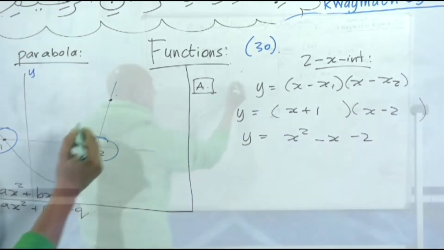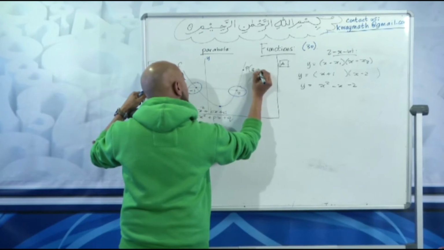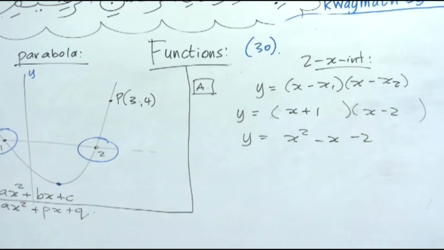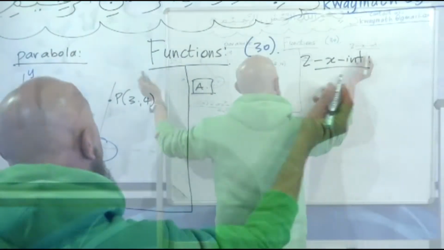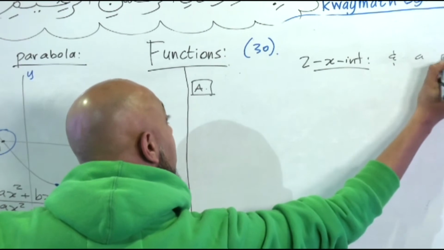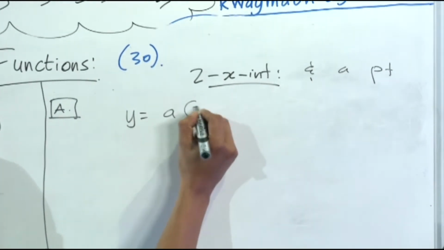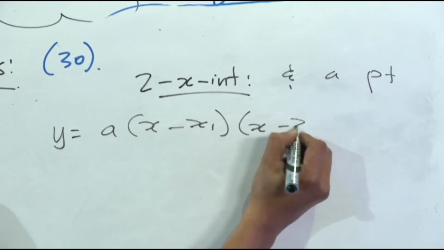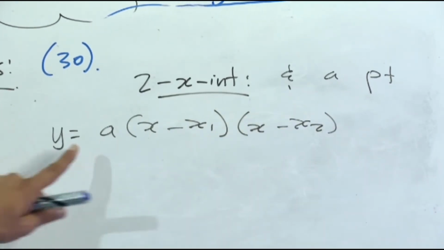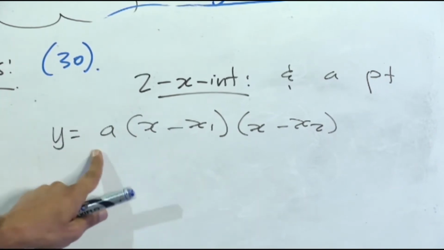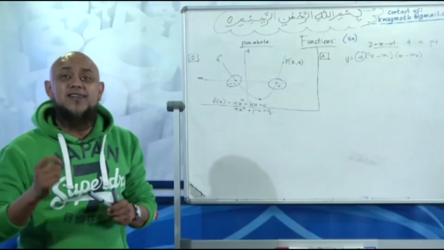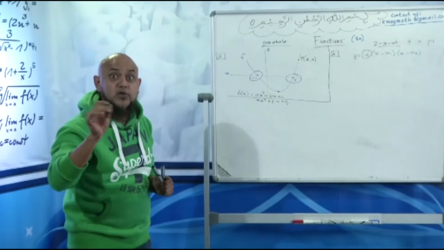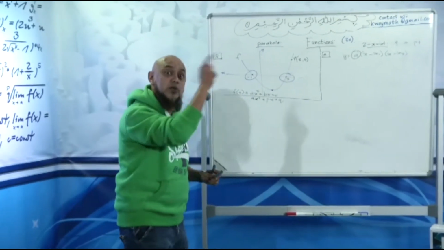But a point was given. So they gave you a point here. What was it? 3 and 4? There we go. Now, the formula changes slightly. Whenever two x-intercepts and a point, we're going to use y equals a into x minus x1 into x minus x2. Now, the point will be substituted for x and y. What is the purpose? To solve for a. So whenever a point is given on a graph, you always need to find a. A value generally is never given. You're always looking for your a value.